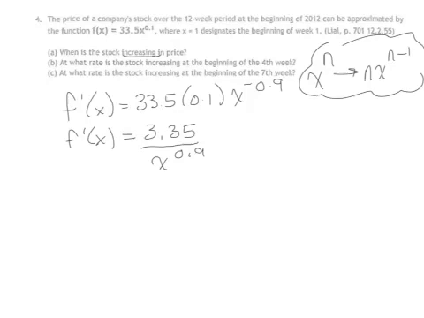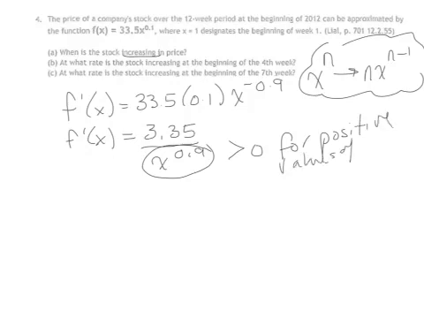Now we know that in order for this function, or any function with a denominator, to be defined, the denominator has to be greater than 0. And so it has to be greater than 0 for positive values of x. Right? And it has to be positive values of x because x is a function of time. It designates the beginning of a week. You can't have negative weeks. So this function is always going to be greater than 0, so the price will be increasing over all 12 weeks.